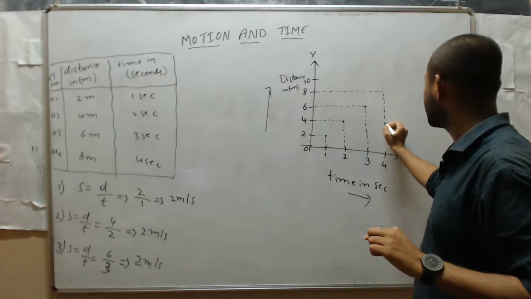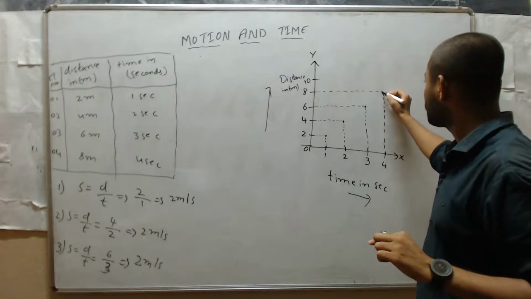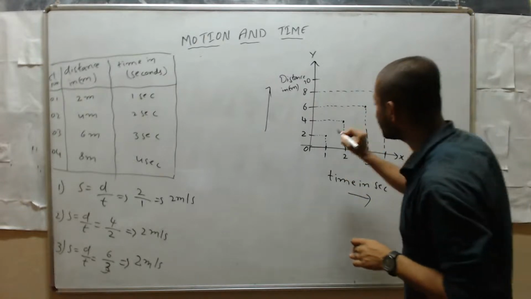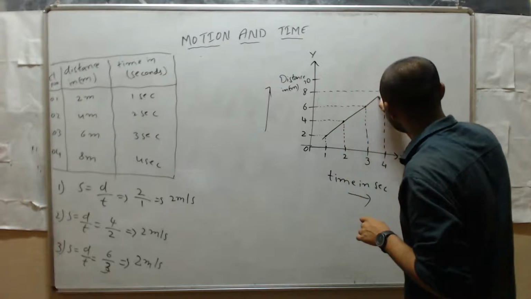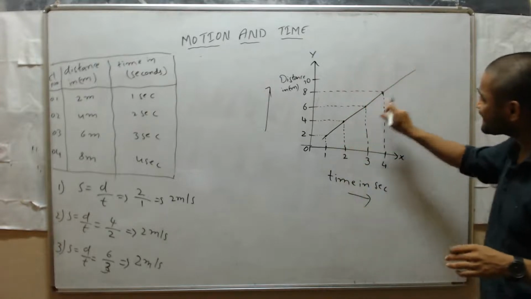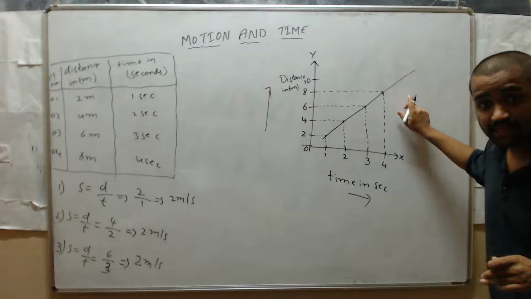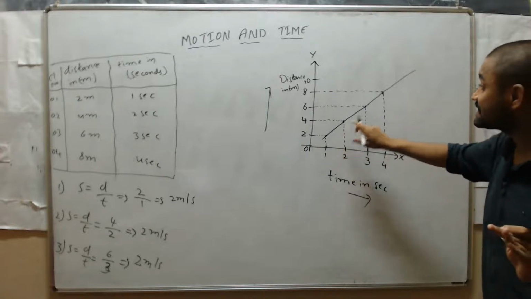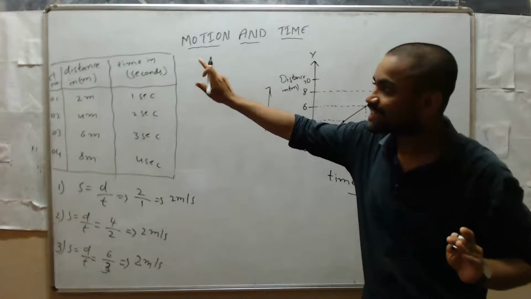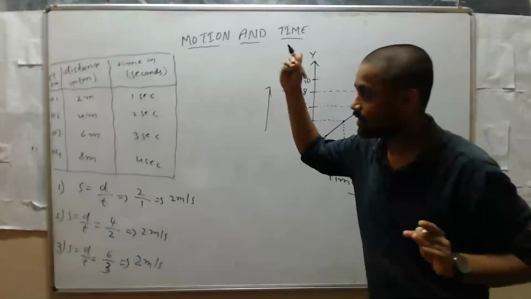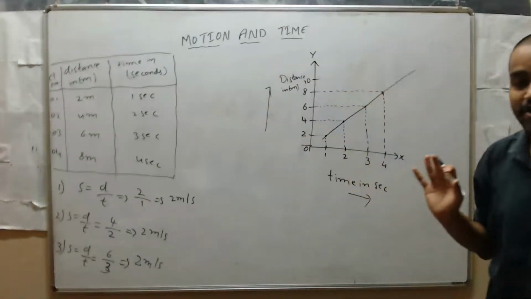And 4 seconds is here. Okay. Now join these lines. See here, I will join this. Is it a straight line, students? Yes. This straight line indicates that the object or that car, or any body, moves in a uniform motion.